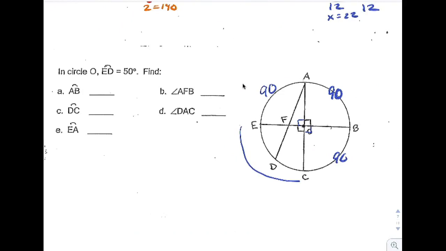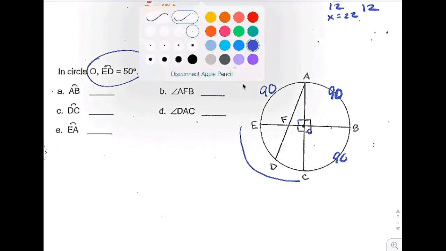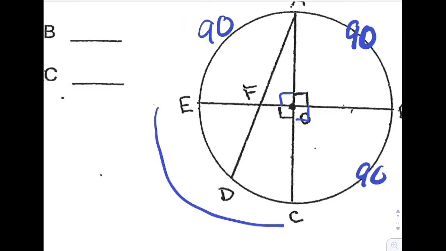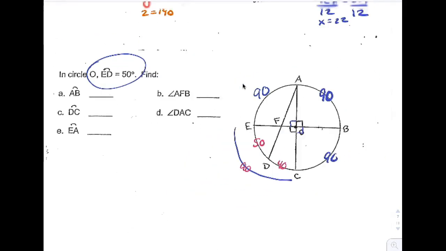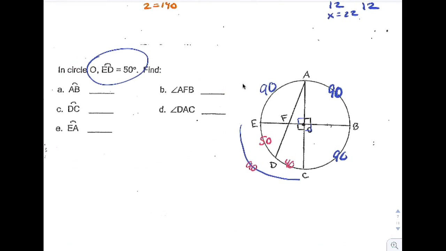The one piece of information that it did give you over here was that ED, that arc is 50. So if that's 50 and this whole thing is 90, then that's got to be 40 because 50 and 40 make 90. Let's see if I've answered any of these questions yet. Arc AB. Arc AB is right here. That's 90. Arc DC is right there. So that's 40. Arc EA, we have that done as well.